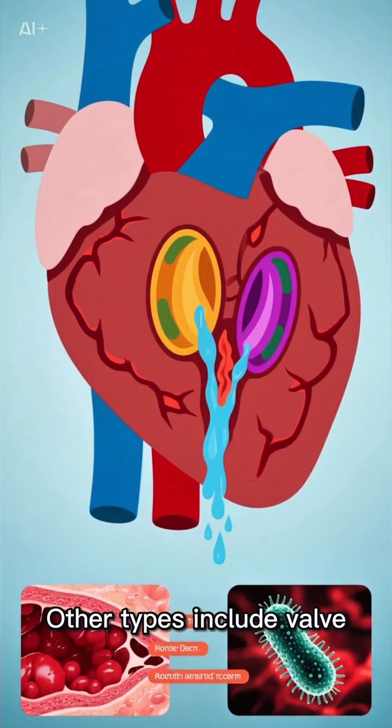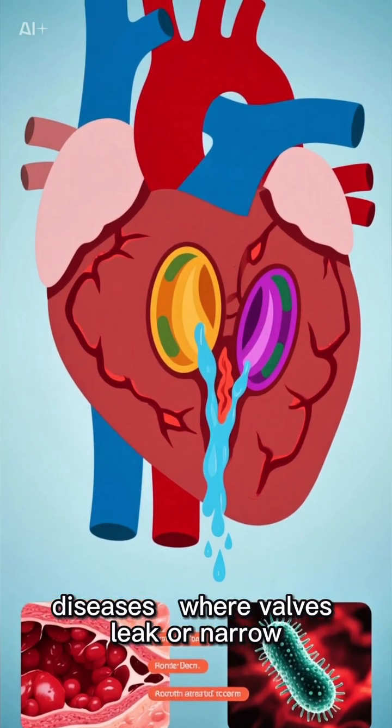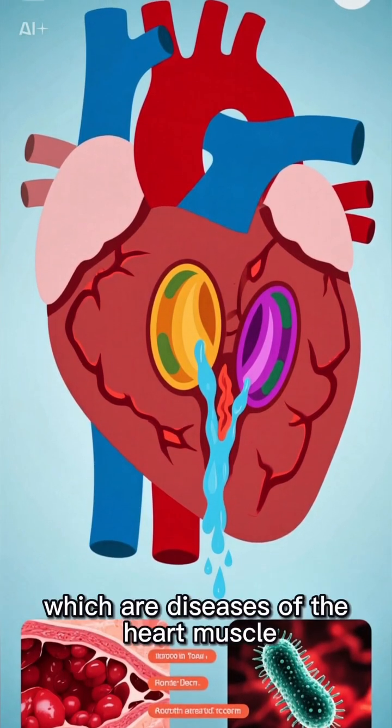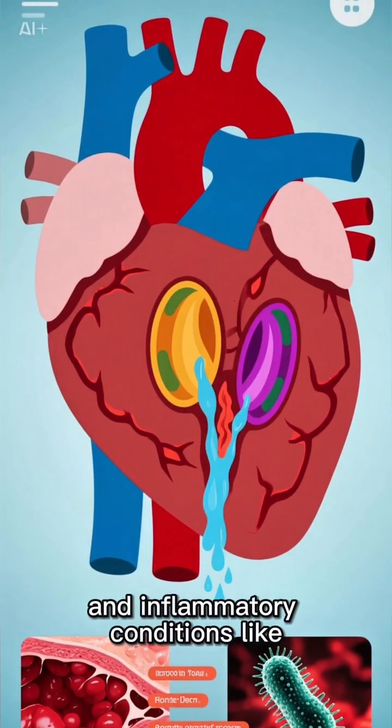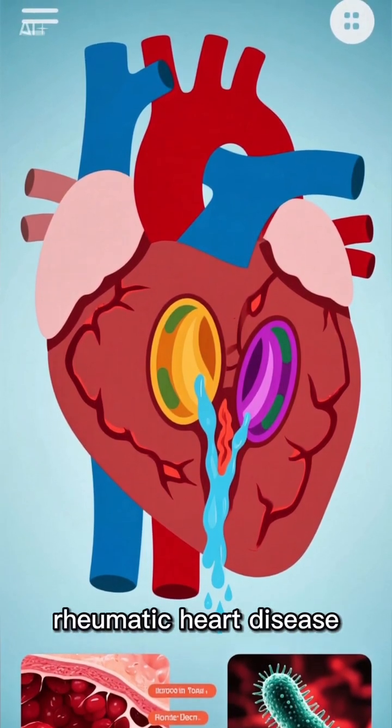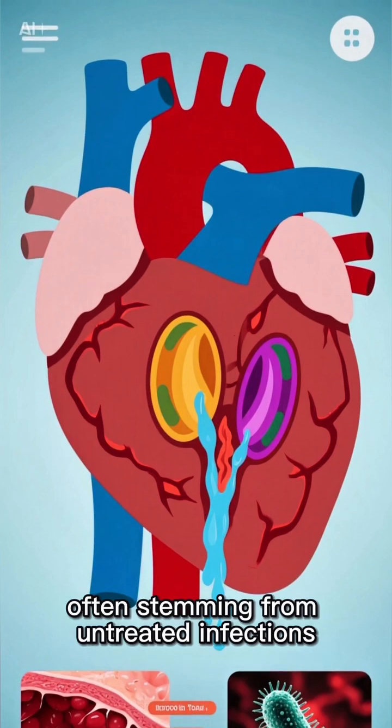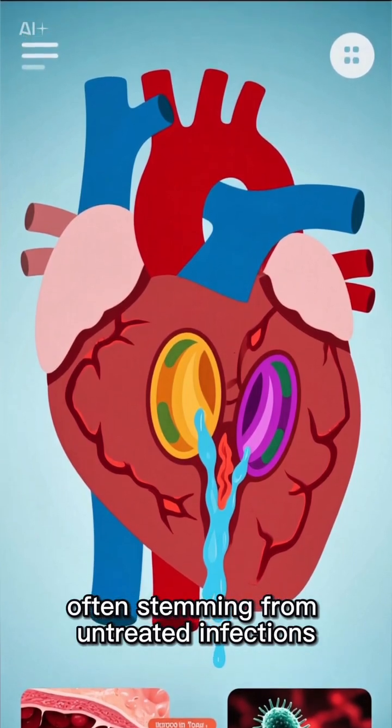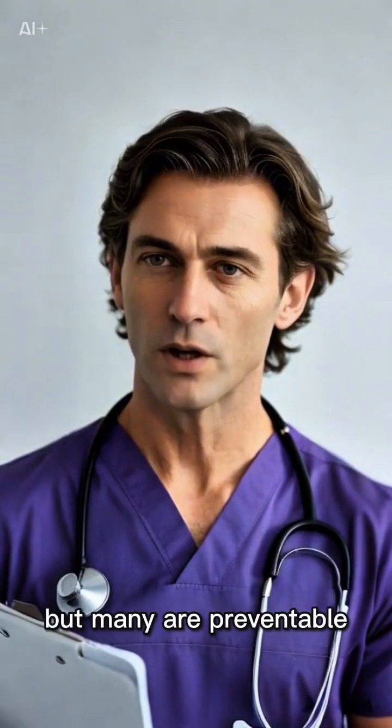Other types include valve diseases, where valves leak or narrow, cardiomyopathies, which are diseases of the heart muscle, and inflammatory conditions like rheumatic heart disease, often stemming from untreated infections. These conditions can strike anyone, but many are preventable.